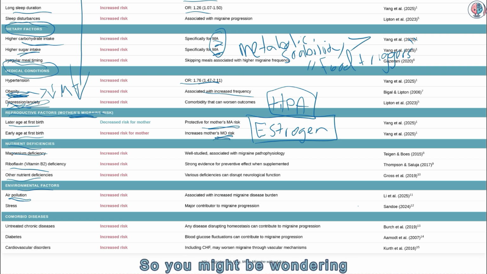So you might be wondering, okay, air pollution, what do I do about it? We don't really have control over the level of pollution where we live. So from a clinical management perspective, addressing these environmental risk factors can be part of a more comprehensive approach to reducing this long-term migraine burden.